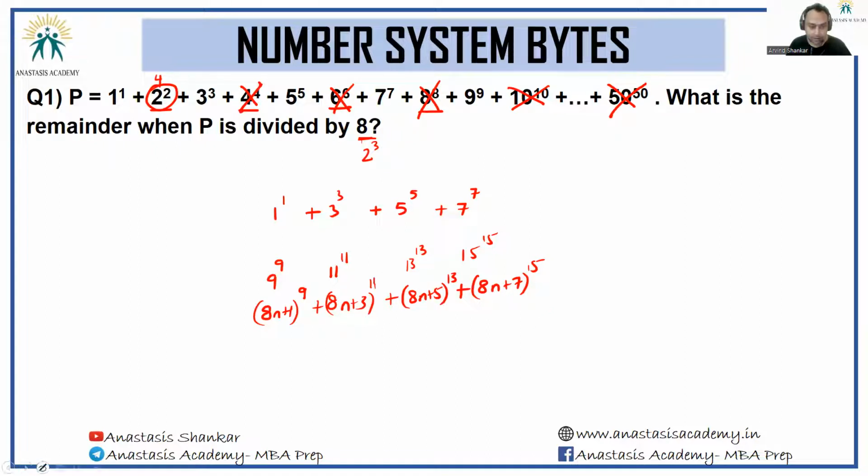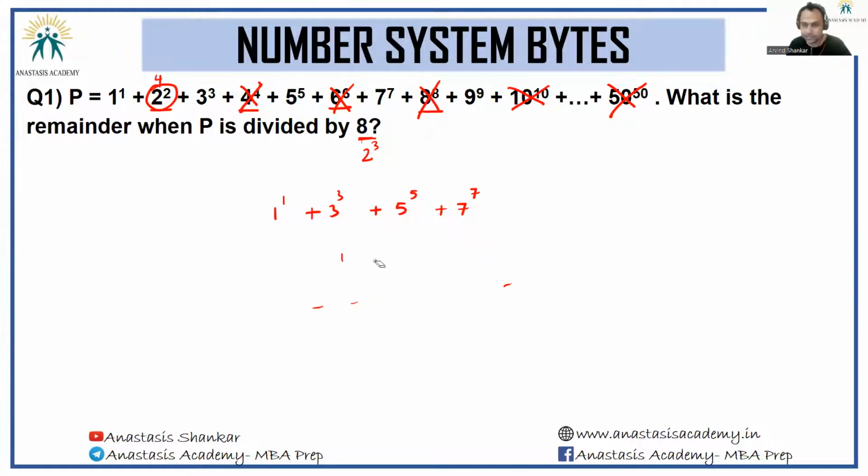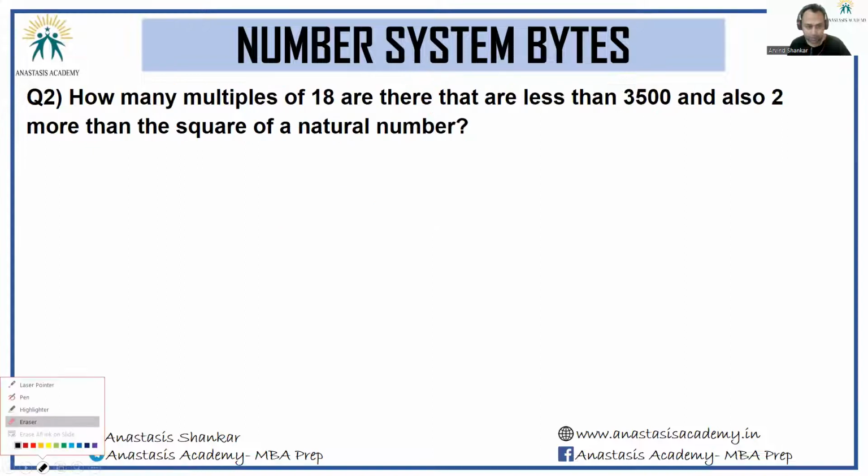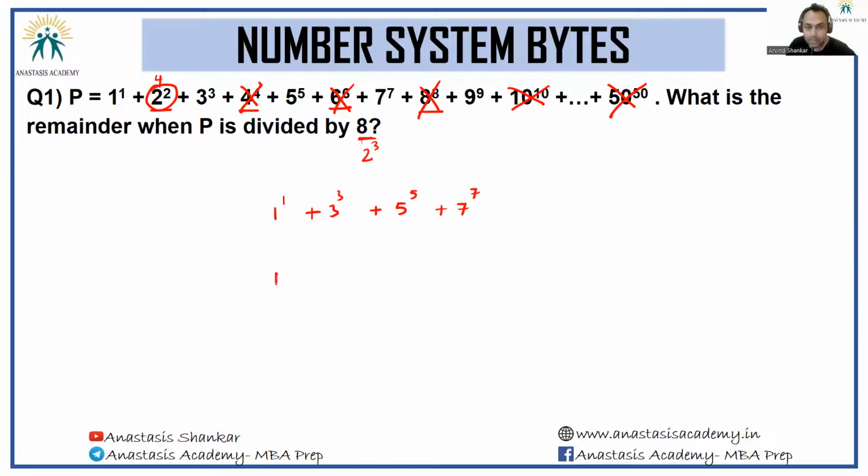So can I say what I actually have is 8n plus 1, 8n plus 3, 8n plus 5. Everything I can happily get rid of. I can say this is 1 raised to the power 9 plus 3 raised to the power 11 plus 5 raised to the power 13 plus 7 raised to the power 15.